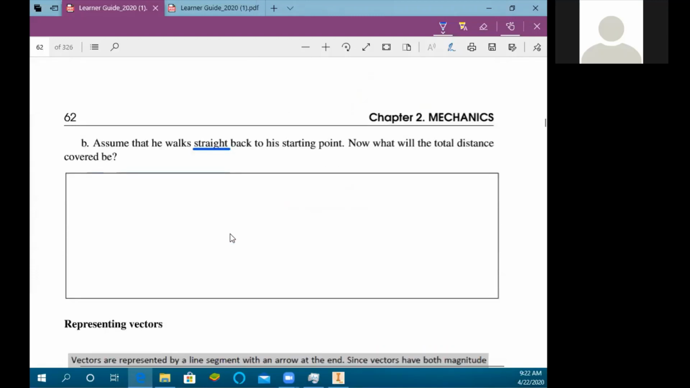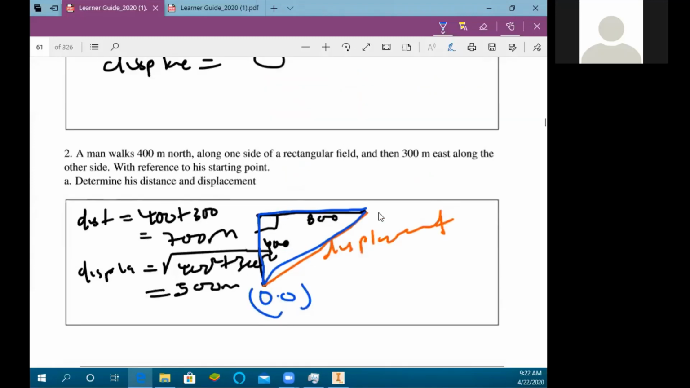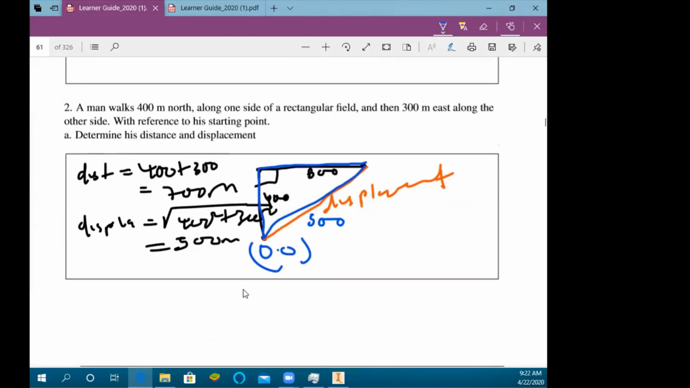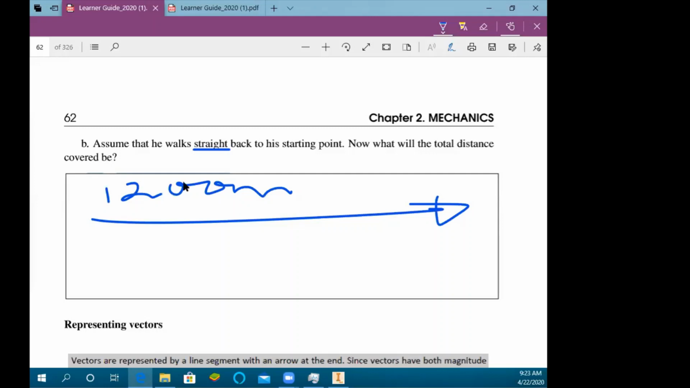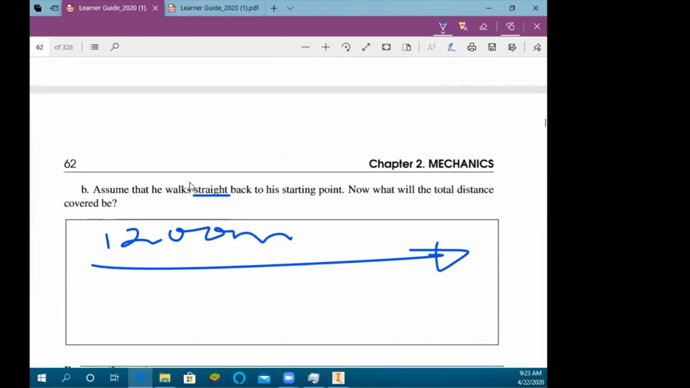So the total distance covered by this guy would be 400 plus 500 plus 300 plus this is 500, right? Yes. So what would be the total distance? 700 plus 500 is 1,200 meters, right? So 1,200. You understand? Yes, sir. Okay, great.